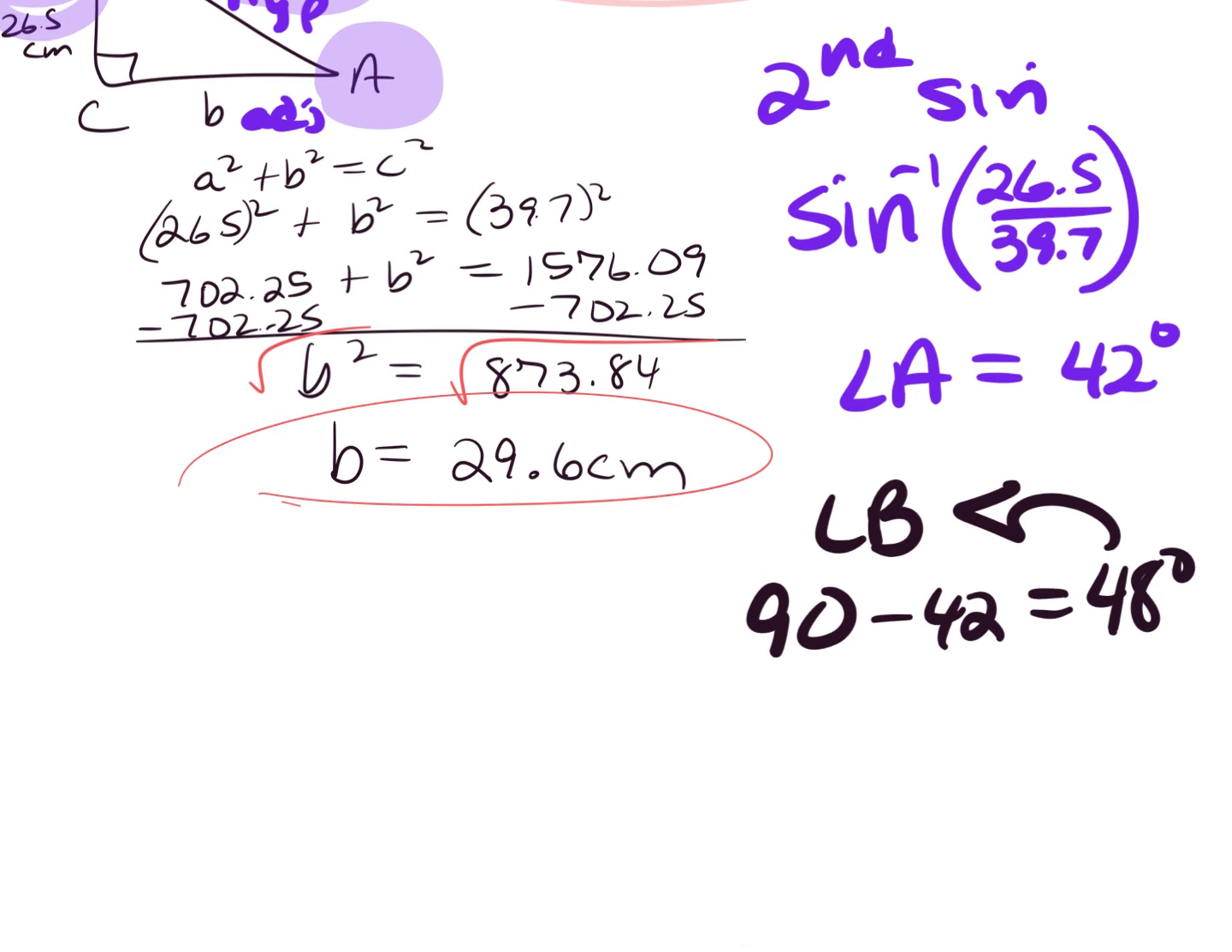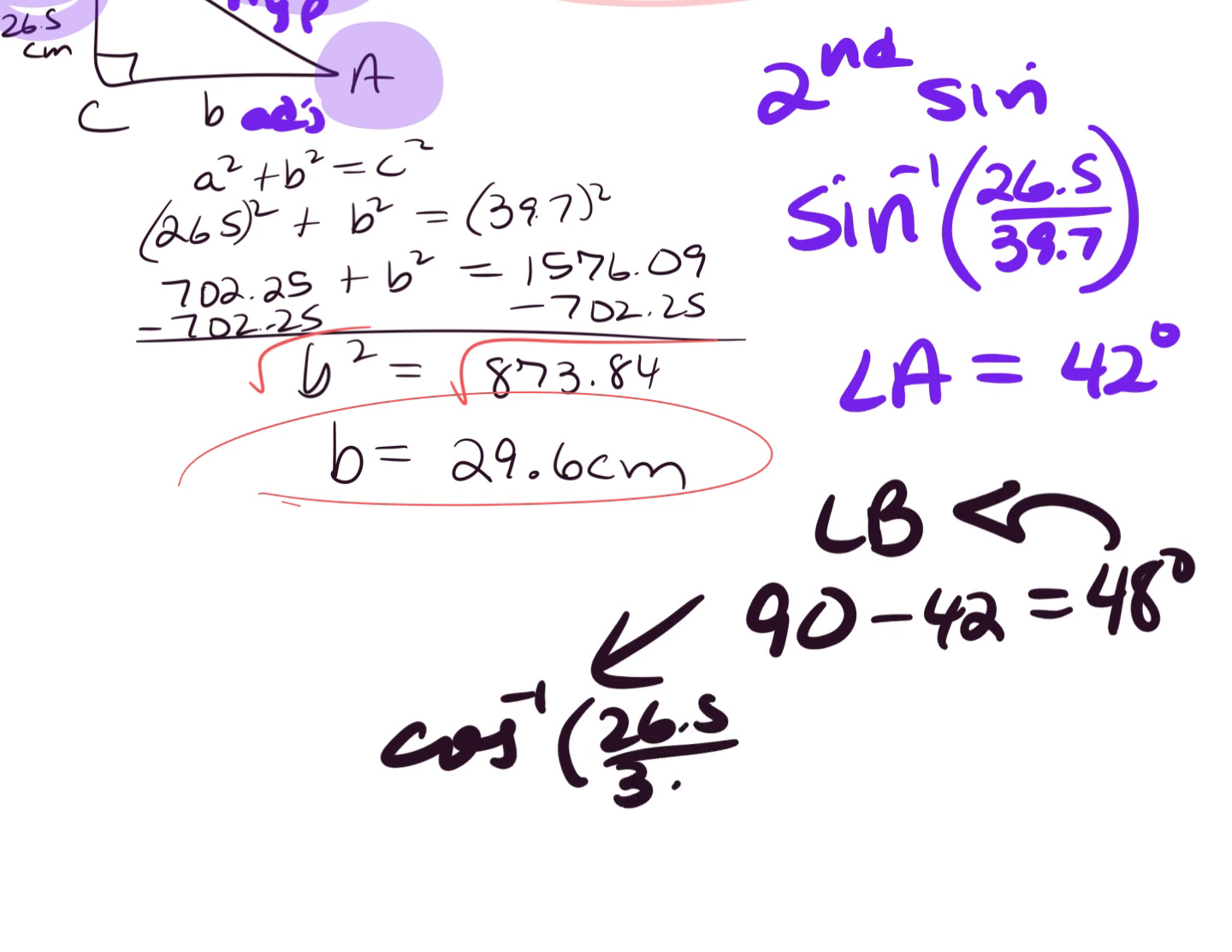If you would have rather done cosine, we could also, to get angle B, do cosine -1, 26.5 over 39.7, and that would give us the answer as well. But honestly, you can do it either way.